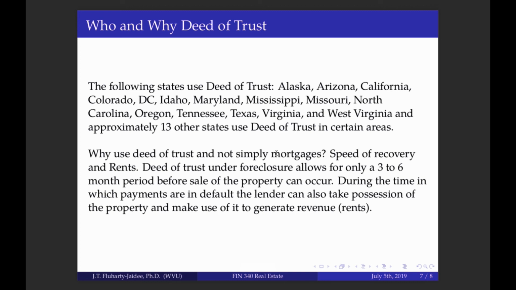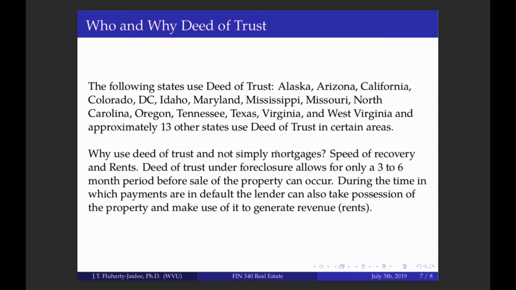So some states that use deed of trust listed in your book are Alaska, Arizona, California, Colorado, DC area, Idaho, Maryland, Mississippi, Missouri, North Carolina, Oregon, Tennessee, Texas, Virginia, and West Virginia. Approximately 13 other states use deed of trust in certain areas and use the mortgage in other areas. So that's just like the TORNs and the regular registration system that we had in the prior two chapters. Okay, it's sort of mixed.